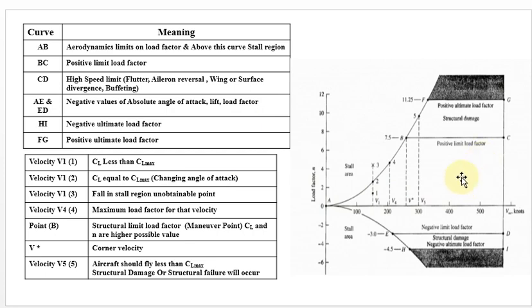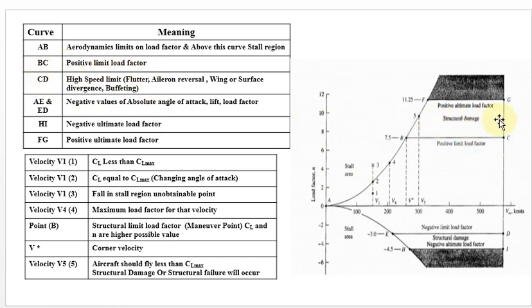See here, the picture is somewhat minimized, because here you have to understand the meaning of the curve as well as the point. I'm giving the explanation for each particular part. See here the curve AB. Curve AB discusses the aerodynamic limitation for the particular location. The region above this curve is called the stall region. Similarly, the second one, the line BC, is called the positive limit load factor.